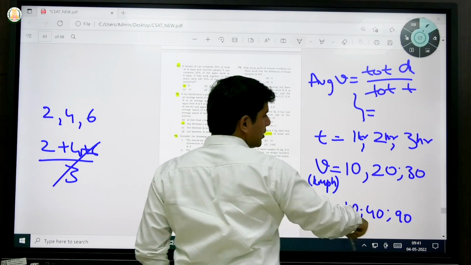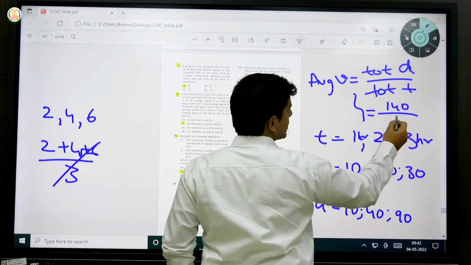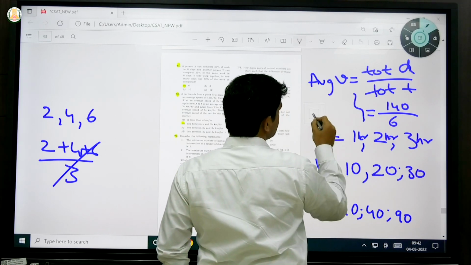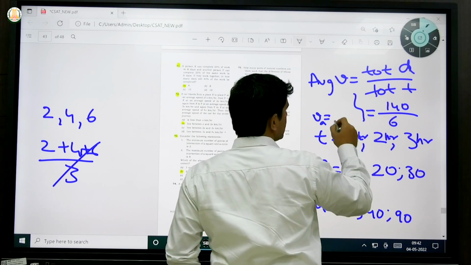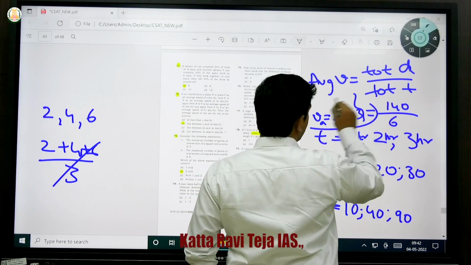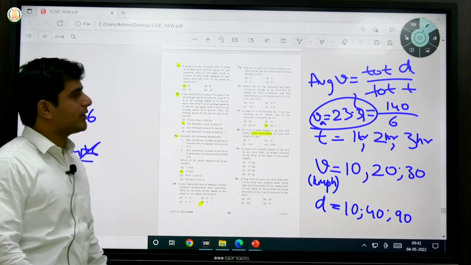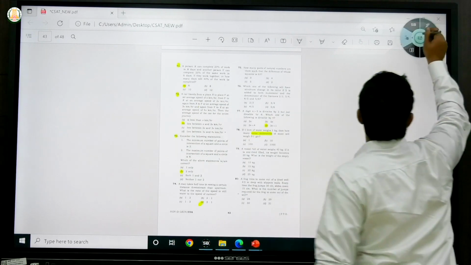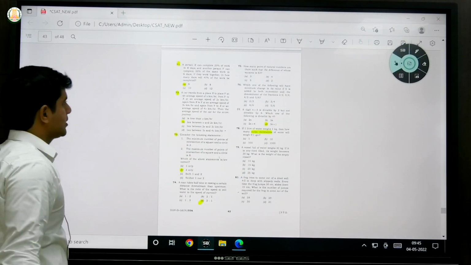So total distance now here will be 140. Total time will be 6 hours. So V average will be how much? 23 point something, yeah. So average velocity is 23 kmph. That you should be careful about. Otherwise, you can solve the rest of them. So we have seen average velocity.